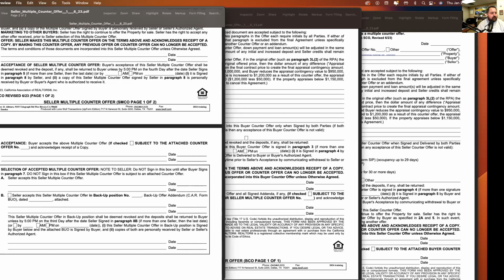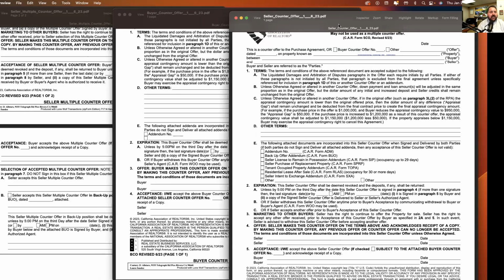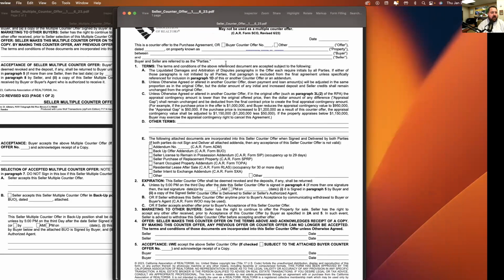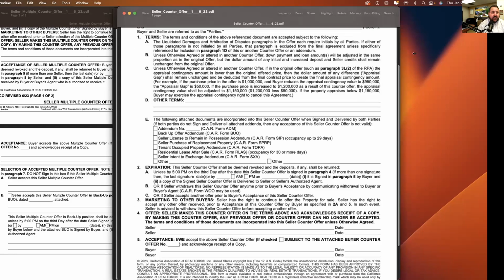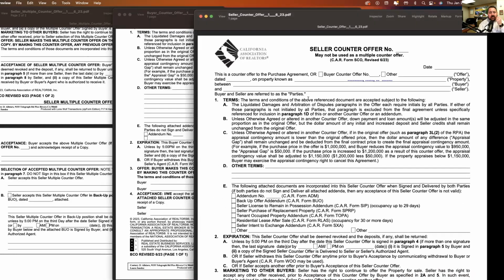Okay, the buyer signs and sends me this buyer counter, and I sign accepting this as seller in paragraph 4, we're accepted. I don't need to re-sign this. But if I send this multiple counter offer out and the buyer does not counter, they just sign and accept, I now have an accepted offer here. Okay, that's what these forms do.